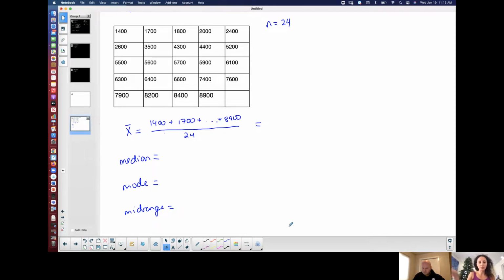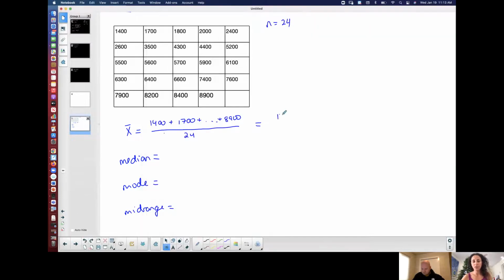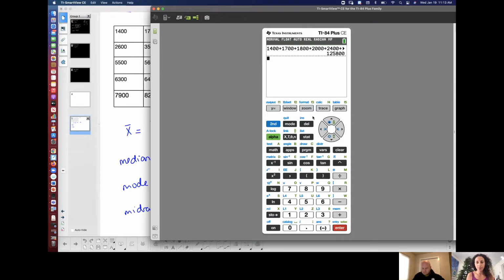So the sum of all of them, I got 125,800. And then I want to divide that by 24. And I have my sample mean.